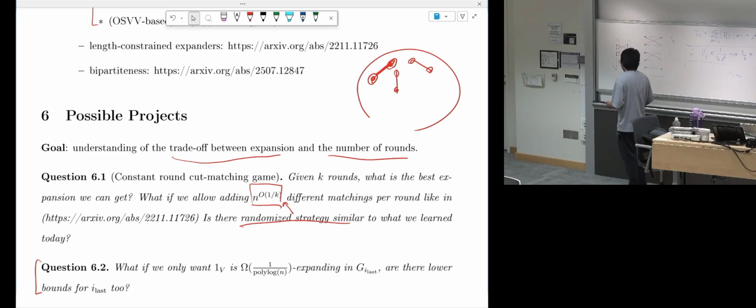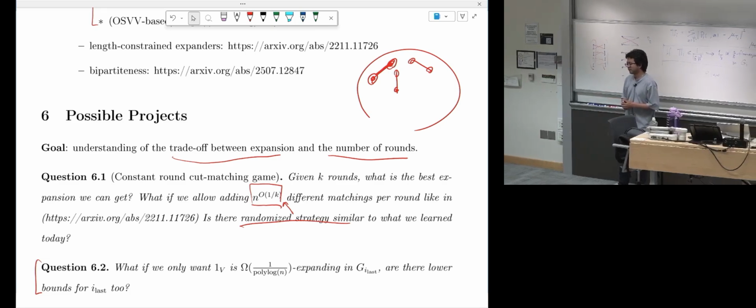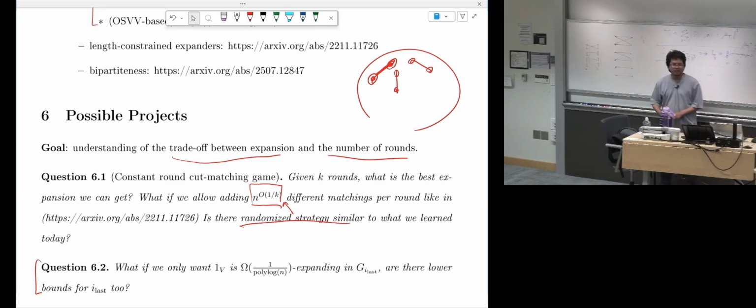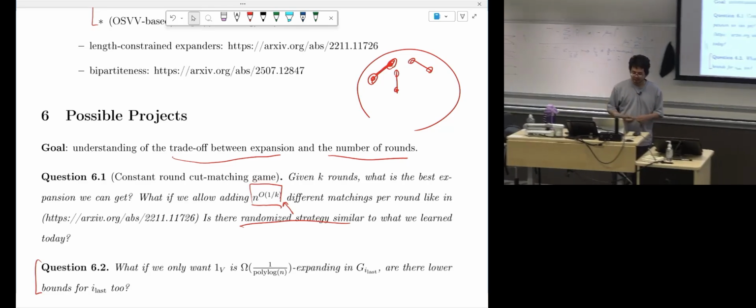So yeah, maybe the question is then, can you reduce the number of rounds from log squared to log n? Or if you have less than log n rounds, maybe you might need to ask for more matchings, not just one matching. Okay.